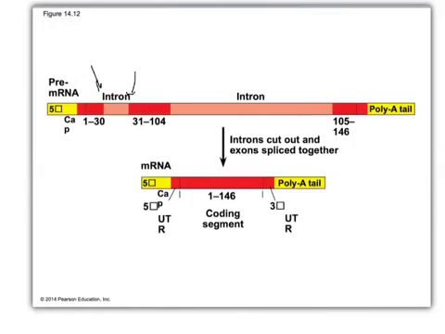That will be spliced out. You end up with a 5' UTR, which is important for binding of the ribosome. You have the protein coding segment, and then the 3' UTR, untranslated region, which is important in termination and separation of the ribosome from the RNA. All right? So that's sort of the nuts and bolts of splicing.